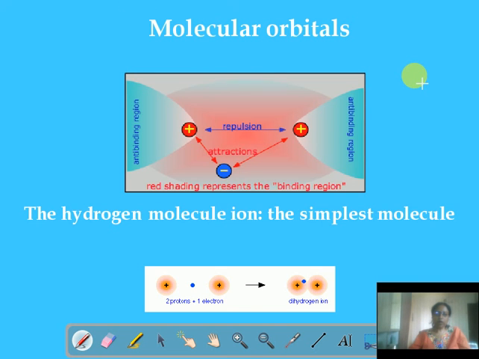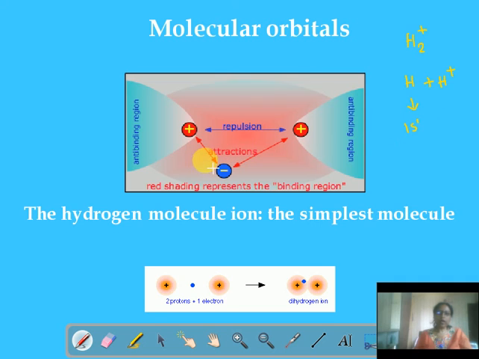Now let me give you an example of the formation of bonding and antibonding orbitals in the simplest molecule, which is H2 plus. Here one atom is hydrogen and another one is H plus. How many electrons do you have? In hydrogen there is one electron, and inside the nucleus there is one proton. But in H plus you have no electron, but there is a proton in the nucleus.